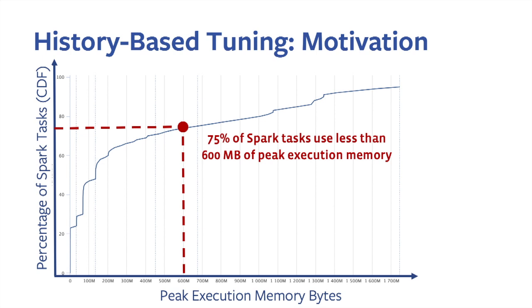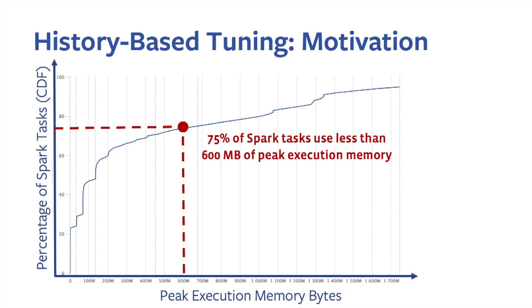And when we look at all our production data and try to compute a CDF that plots the amount of memory used by every task, we see that 75% of Spark tasks that we execute in production, and by the way, this could range from hundreds of thousands to millions of data points per day, are actually using less than 600 MB of execution memory.